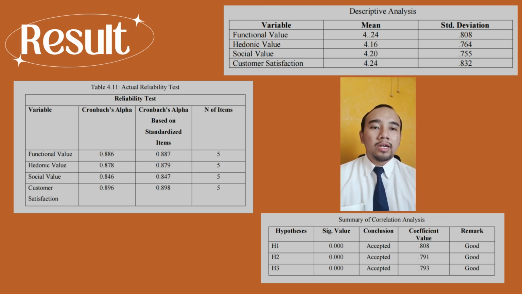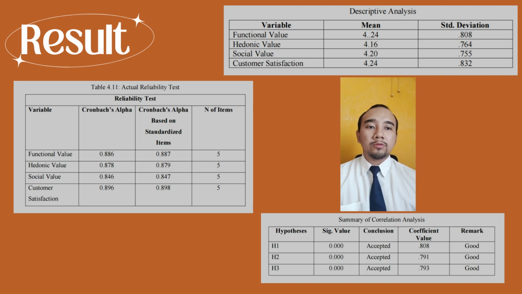3 hypotheses have been stated, which are accepted in this result because the coefficient value is above 0.7 according to the rule of thumb. The first hypothesis coefficient value is 0.808, hypothesis 2 is at 0.791, and the final one has a coefficient value of 0.793.